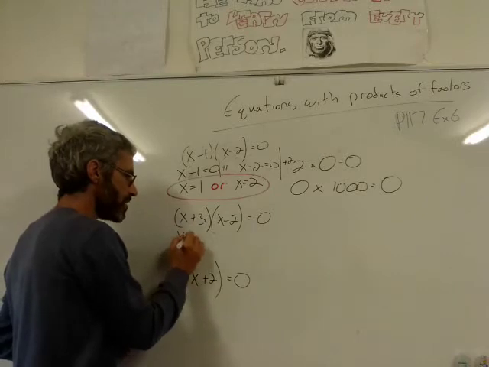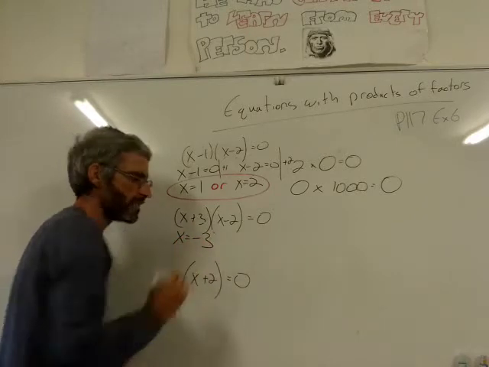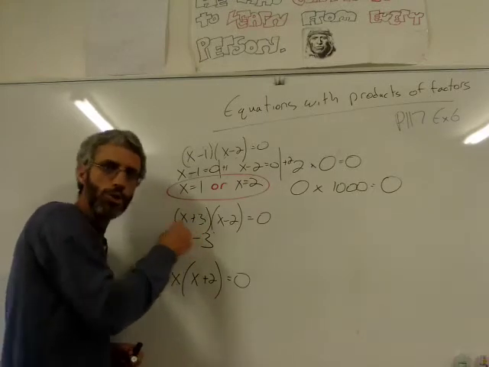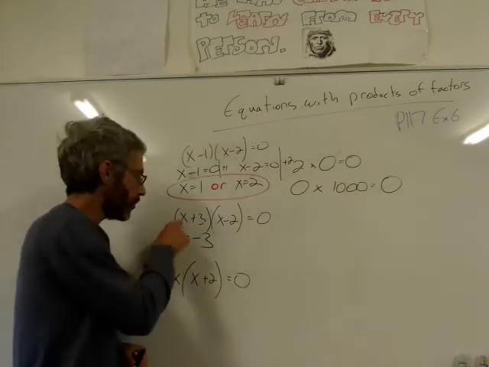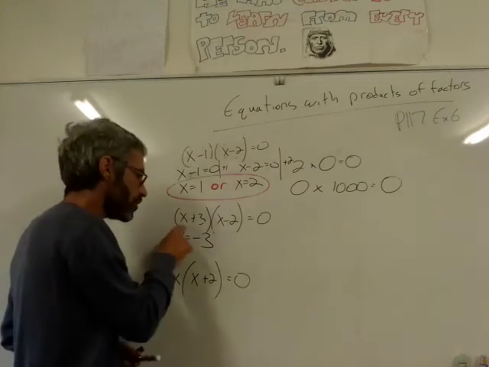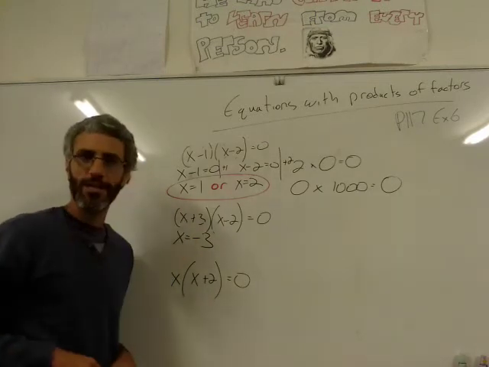Well, x must be equal, in this case, to minus 3. If I put minus 3 and add 3, you will get 0, right? I can't put 3. If I put x equal 3, 3 plus 3 is 6. So the first solution is x equal minus 3.